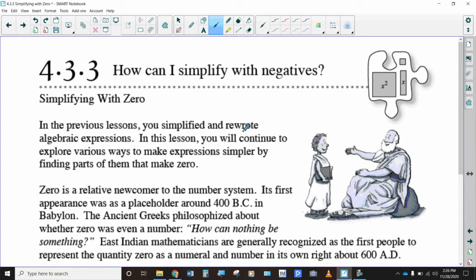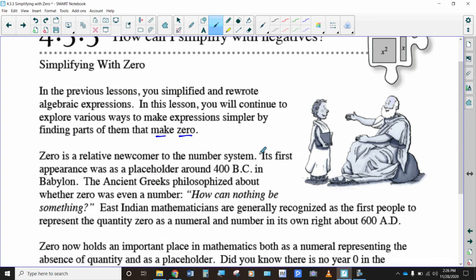So in the previous lessons, you simplified and rewrote algebraic expressions. In this lesson, you will continue to explore various ways to make expressions simpler by finding parts of them that make 0. 0 is a relative newcomer to the number system. Its first appearance was as a placeholder around 400 BC in Babylon. The ancient Greeks philosophized about whether 0 was even a number. How can nothing be something, right?